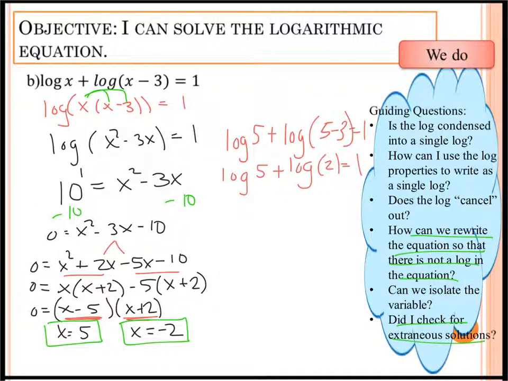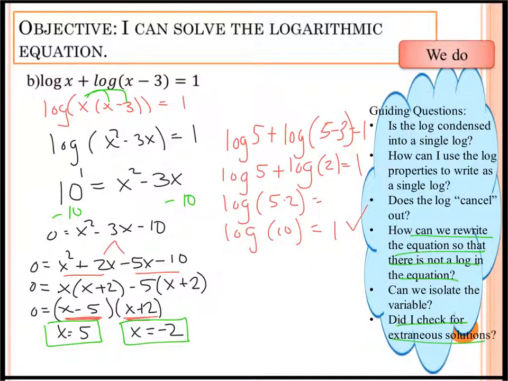And I'm checking to see, is that really equal to 1? So I'm going to use the properties of logs again. When I have addition of two logs, that means I can write them as multiplication in one log. So 5 times 2 in one log, and then 5 times 2 is 10. So what exponent do I need to raise 10 to in order to get 10? Well, exponent 1. So that does check out for 5.